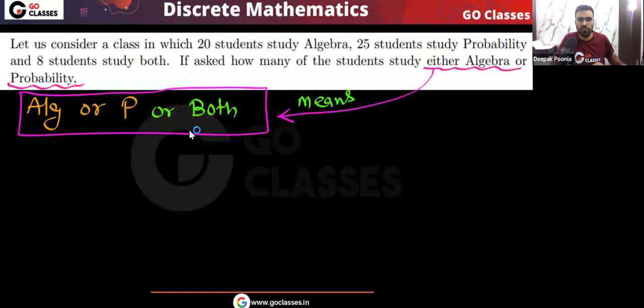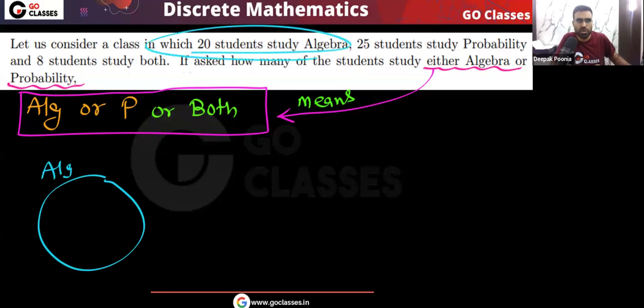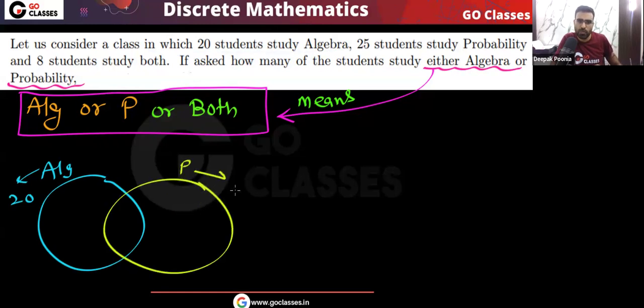Okay, now very easily you can find it. You can see these are the students who study algebra. How many students are there? 20 students. They study algebra. So let me write it like this. And you can see that there are 25 students who study probability. So probability is studied by 25 students. And you can see that there are 8 students who study both. Means there are a total of 8 students in this common area who study algebra as well as probability.